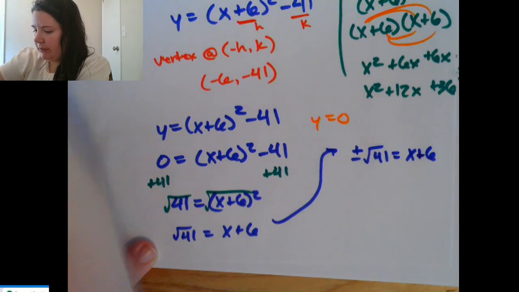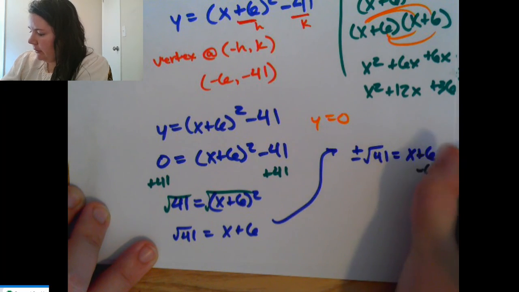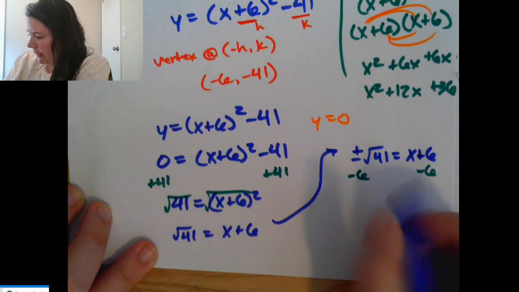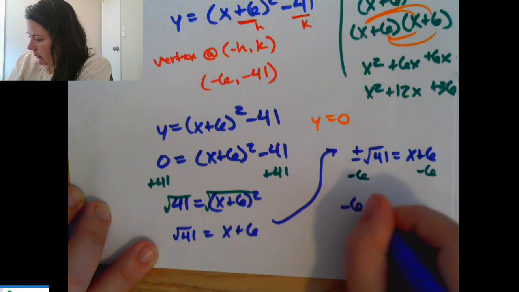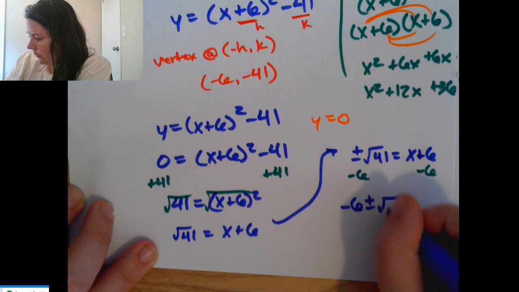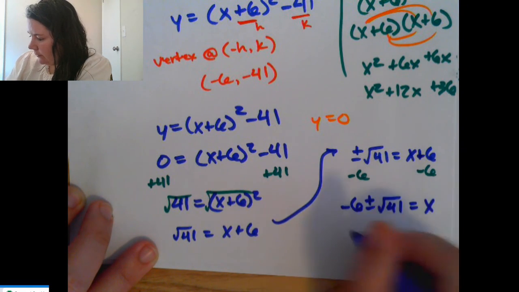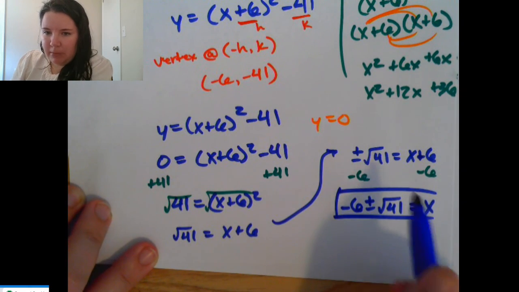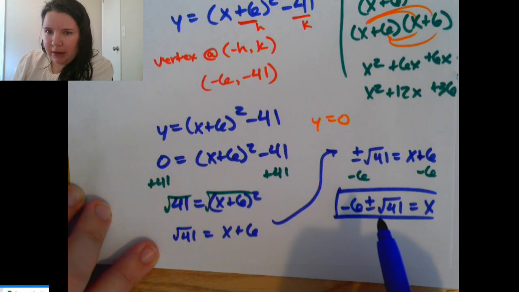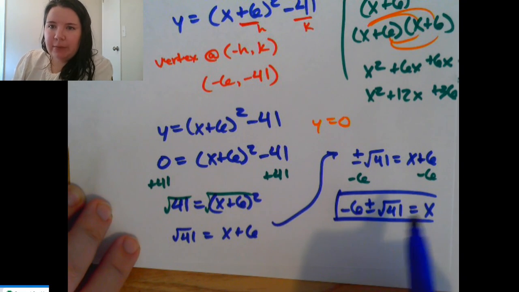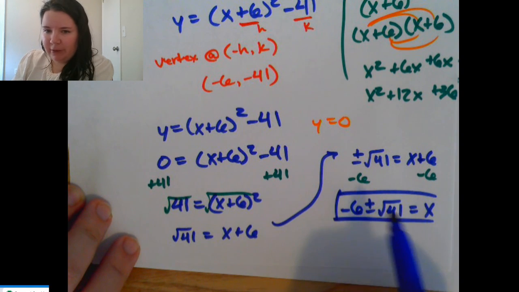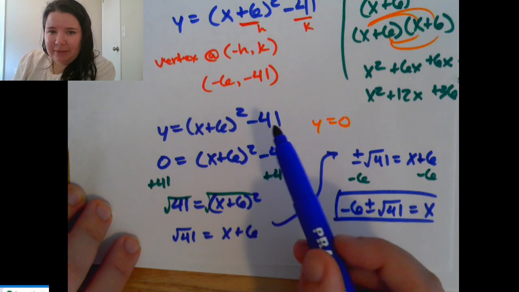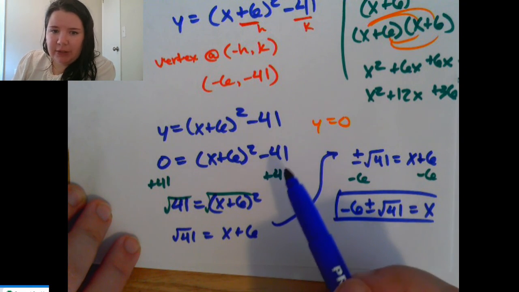One more step to get x by itself. We're going to subtract 6 from both sides, which gives us negative 6 plus or minus the square root of 41. There it is. That is a mean, complicated solution that we would not be able to factor or just guess by looking at the graph. It doesn't fall nicely on anything, but we're still able to solve it in relative ease. All we're doing here is what we've already learned. We're just getting x by itself.